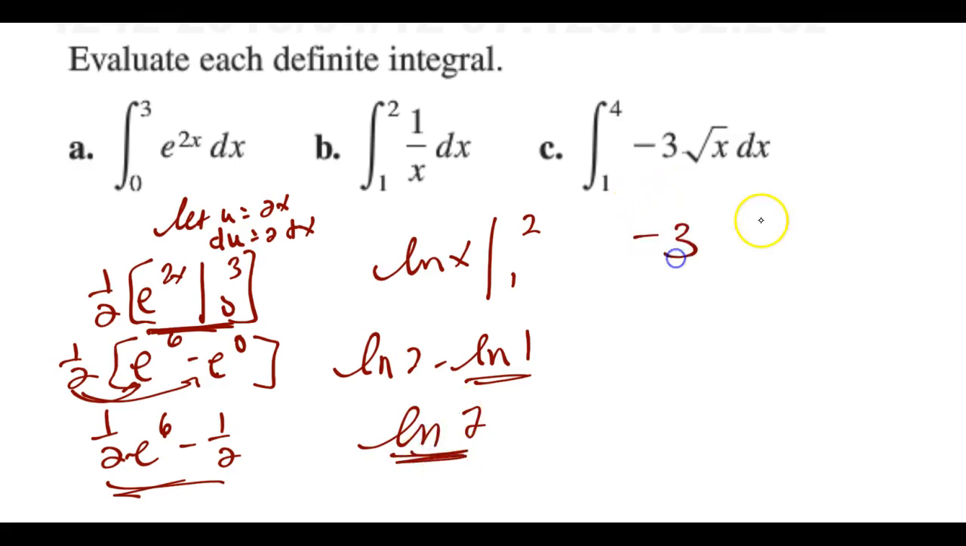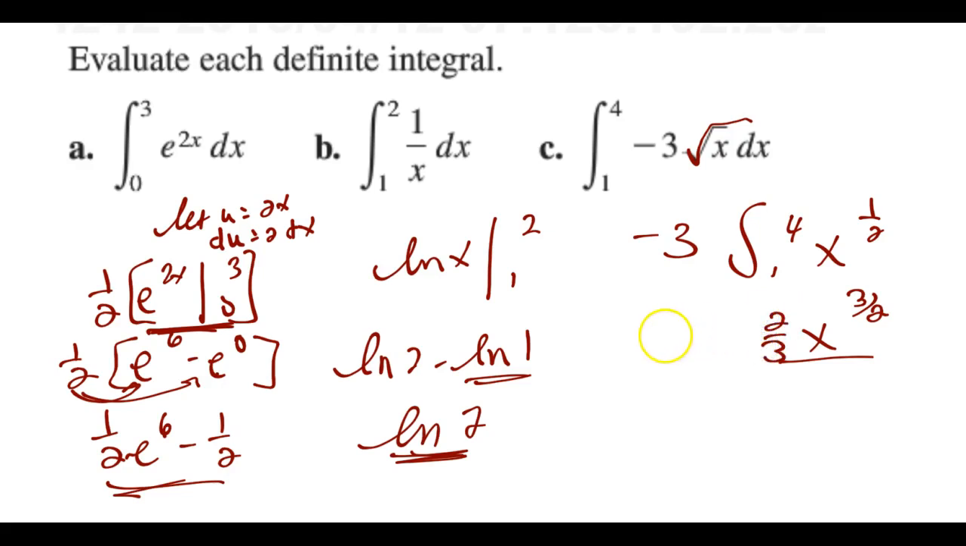I'll pop out a -3 and integrate this between 1 and 4 of x to the 1/2, changing that square root to be x to the 1/2. Increase this exponent 1/2 by 1 to get 3/2. Divide by it, well, instead of dividing by 3/2, we'll multiply by 2/3. And of course, this is times a -3, which cancels. So I'm left with -2.